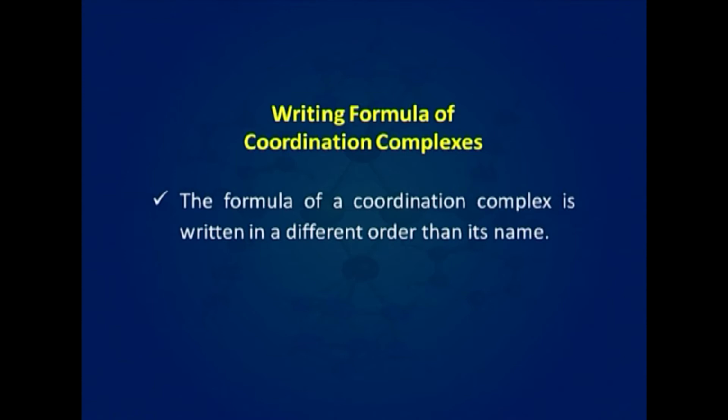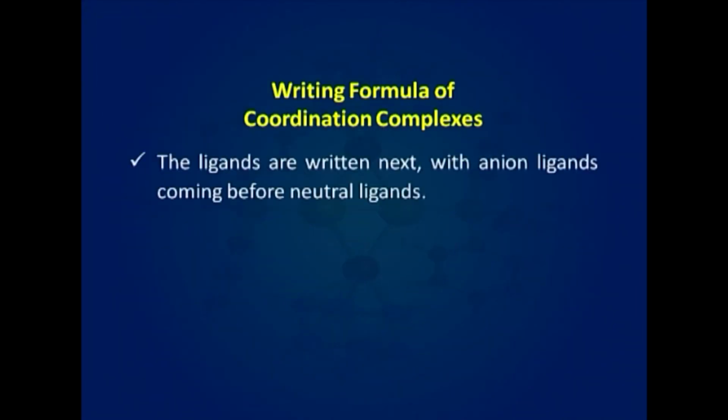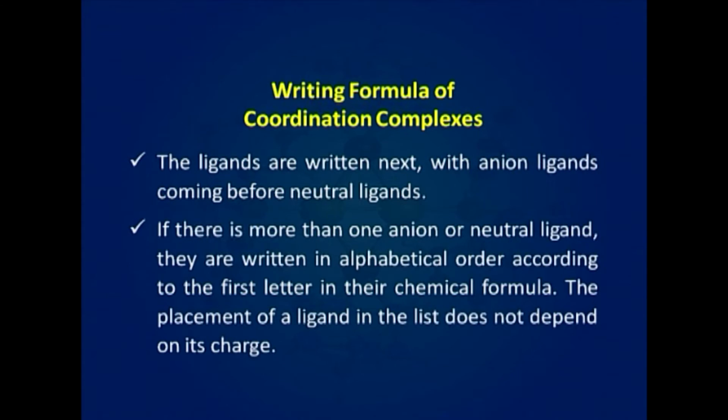The formula of a coordination complex is written in a different order than its name. The chemical symbol of the metal center is written first. The ligands are written next, with anion ligands coming before neutral ligands. If there is more than one anion or neutral ligand, they are written in alphabetical order according to the first letter in their chemical formula. The placement of a ligand in the list does not depend on its charge.